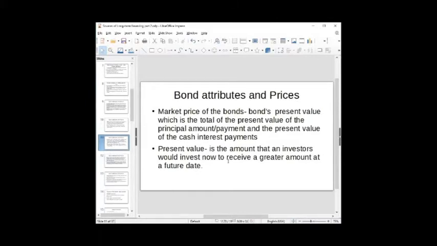Not only the interest that is one of the bond attributes, but also the market price of the bonds, no? The bond's present value, which is the total of the present value of the principal amount or payment, and the present value of the cash interest payments are included in the valuation of the prices of bond. The present value means the amount that investors would invest now to receive a greater amount at a future date. Remember your annuity table that we have that future value of 1 peso in that year.